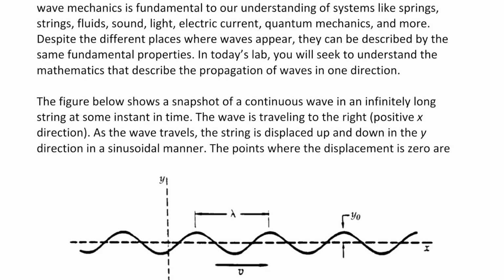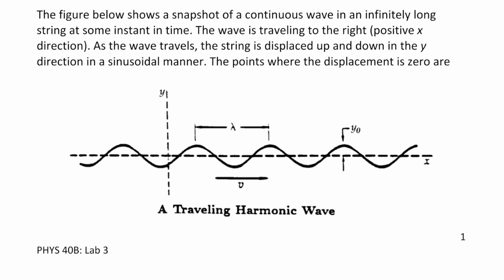But this is generally what a traveling harmonic wave looks like. So you have this up and down motion of the wave, and the width between the two crests, and a crest is like a peak. So the width between two peaks is called lambda, which is the wavelength. How fast the wave is moving to either side is called the velocity. And then the distance from the equilibrium point to a peak is the amplitude of the wave.